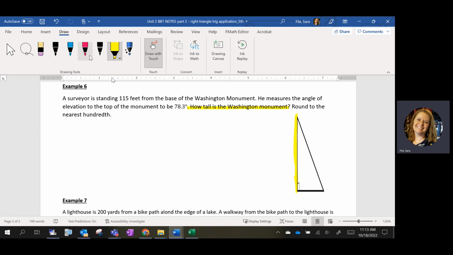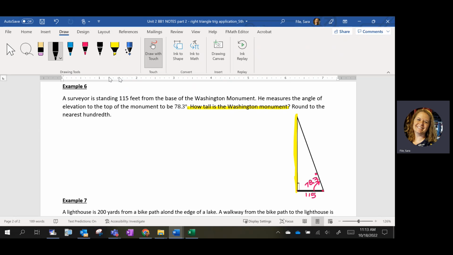It says there's a surveyor standing 115 feet away from the base. So here's the base, and 115 feet over here, there's a guy standing. So this is 115. From where that guy is standing, he measures the angle of elevation. That means from the horizontal up to the top of the Washington Monument, that angle created is 78.3 degrees. So this is what we're given.